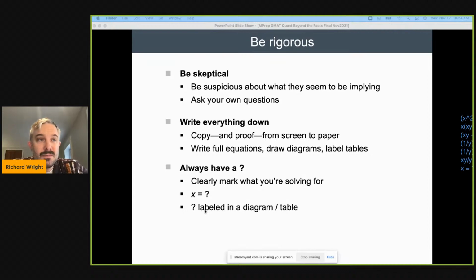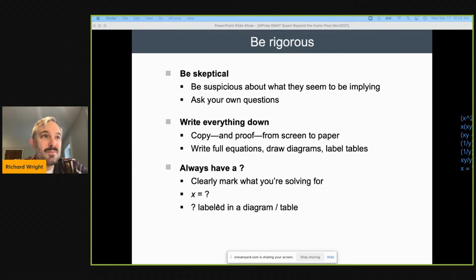So the goal is to make the problem as easy as possible for your brain. And one key way to do that is to tell your brain explicitly, visually on your paper, what you're looking for, which helps your brain connect the dots between the information you're starting with and where you're trying to go with it. It also helps you avoid careless mistakes.